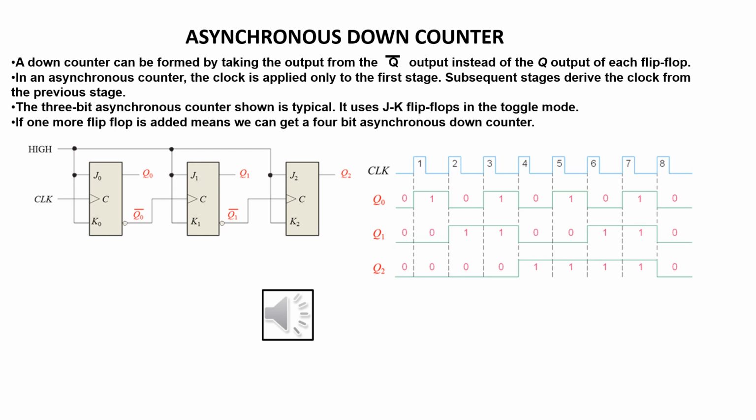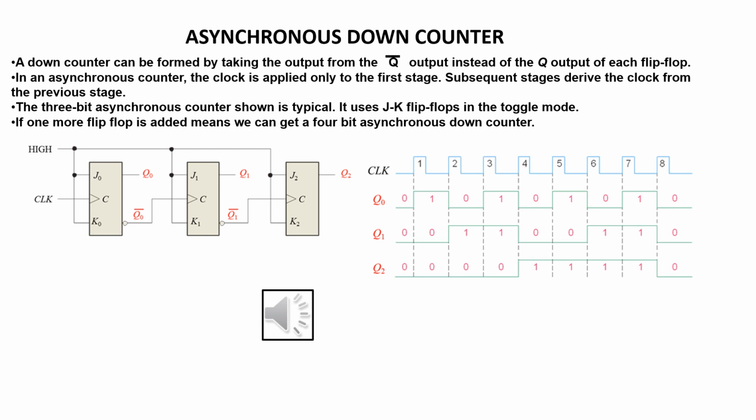That is, the J value and K value should be equivalent to 1, and the clock is given as a positive edge triggering clock. The clock pulse is given to the first flip-flop. So positive edge triggering means when the clock pulse transfers its state from 0 to 1, then only the flip-flop will be activated.